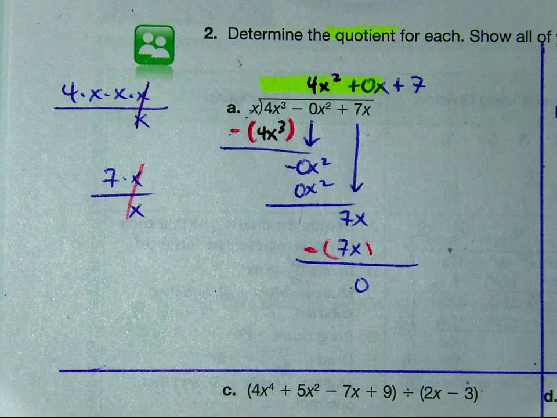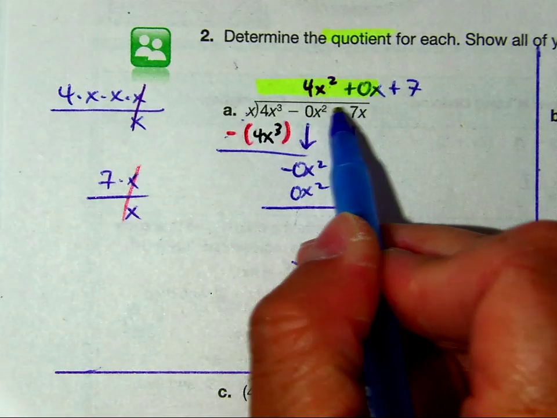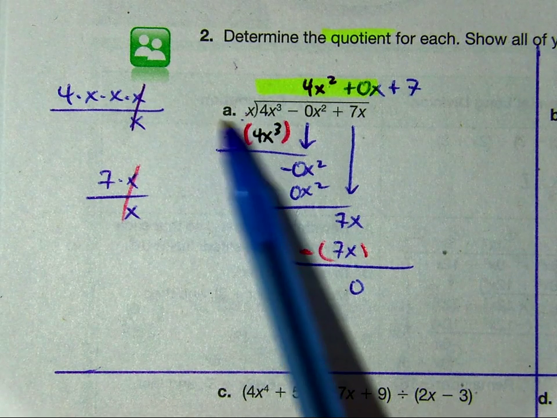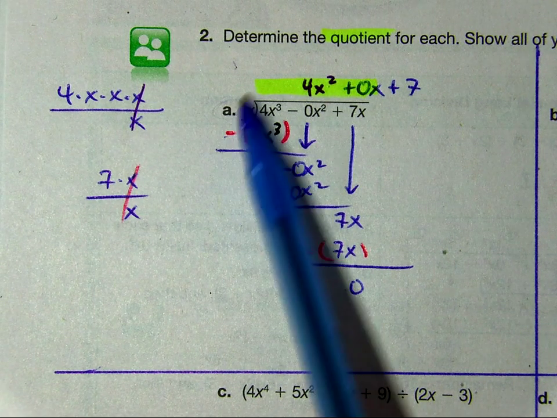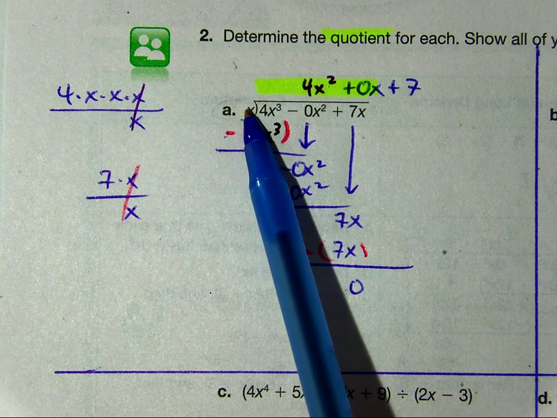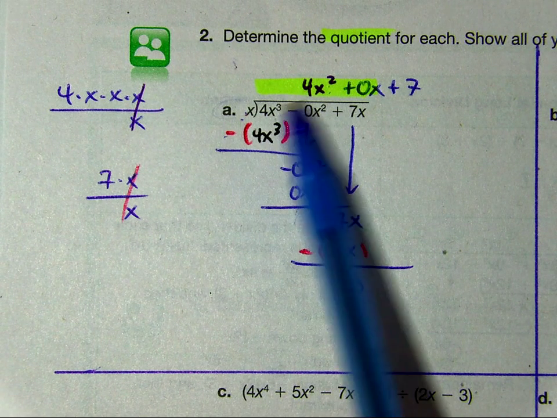How do you check your answer? In this case, you can take the divisor and just multiply by the quotient. X times 4x squared gives you 4x cubed. X times 0x gives you negative 0x squared. X times 7 gives you 7x.